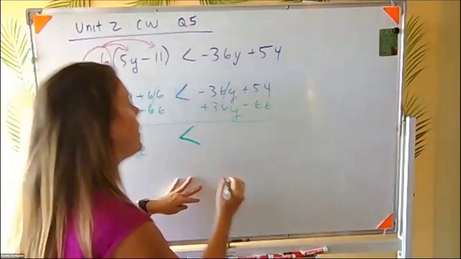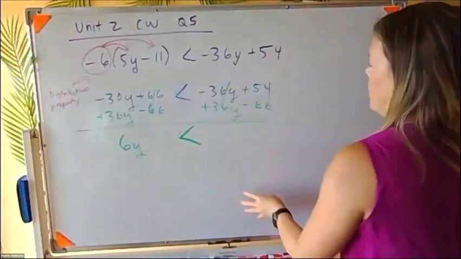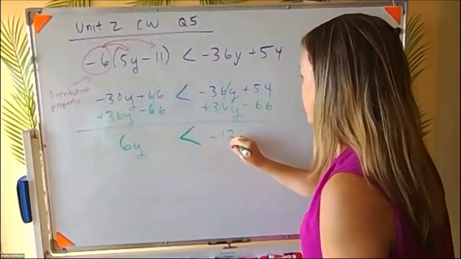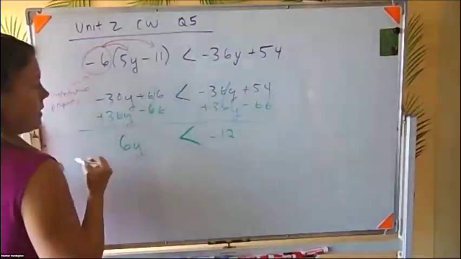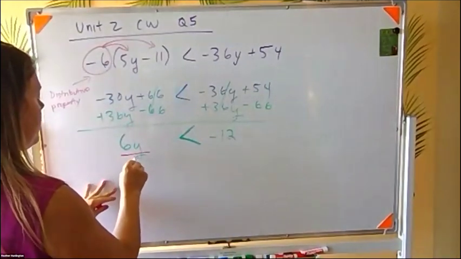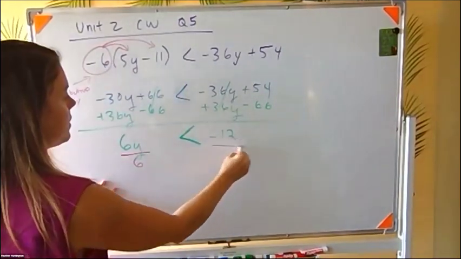All right, so this is 12, -12. Okay, and then we're going to divide both sides by 6.